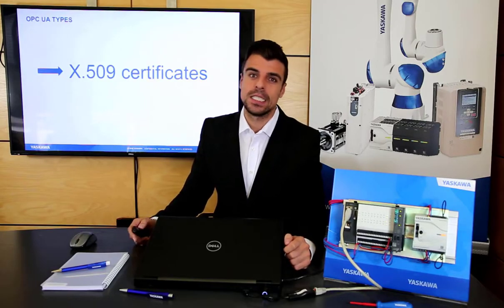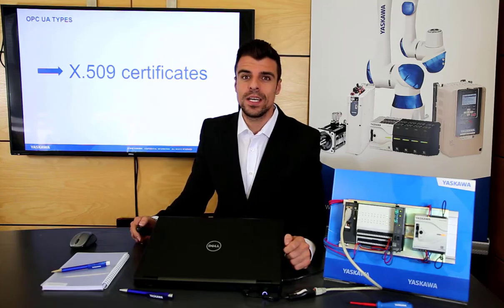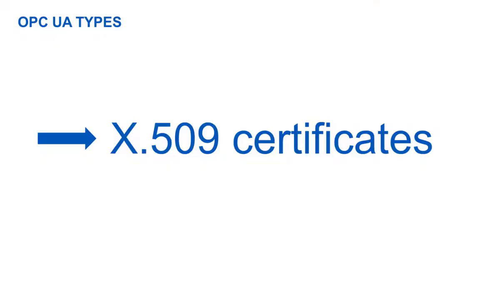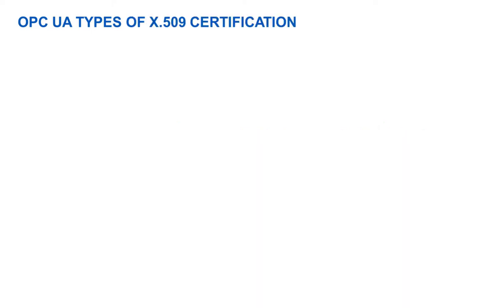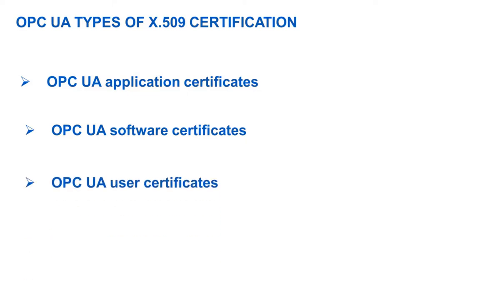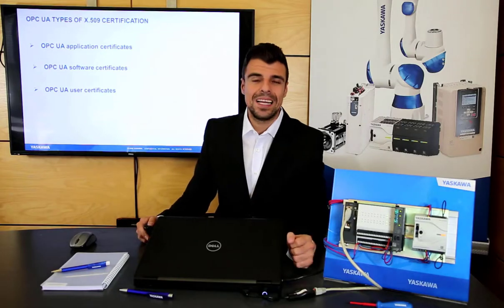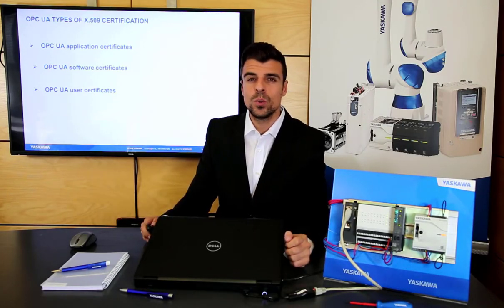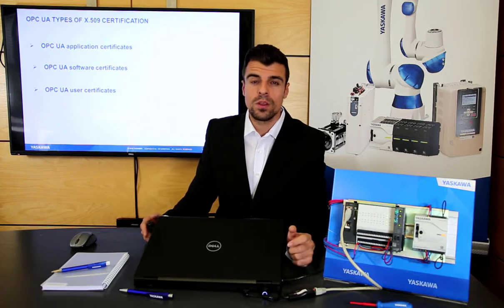Last but not least, here are the types of OPC UA certificates. OPC UA uses three types of X.509 certificates when establishing a client-server connection. The first one is the OPC UA application certificates. The second one is the OPC UA software certificates. And the third one is the OPC UA user certificates. That was a little overview about OPC UA. You can find more information about OPC UA in our manual.